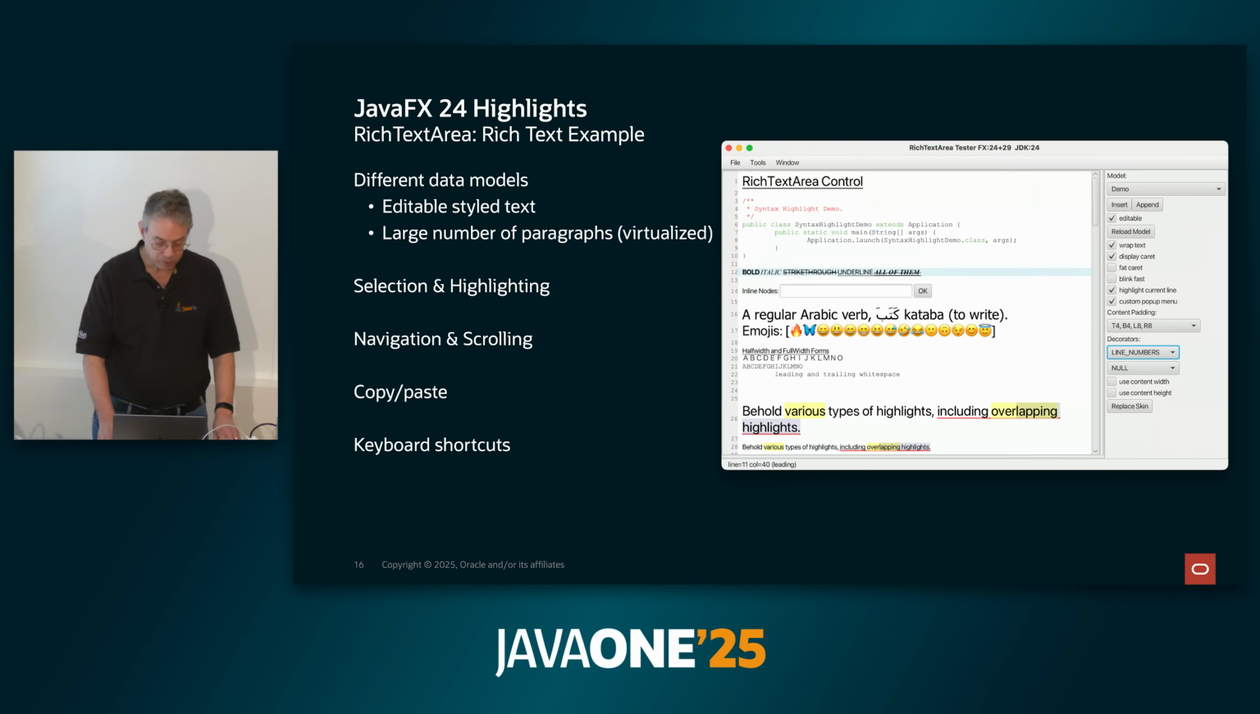Some of the things we support in RichTextArea: we support multiple data models. TextArea just has a single data model, which is a plain text string stored as a single string in the control. What we do instead is we've separated out the data, which is in the model, from the control, which provides the view. The model holds the data, and we provide multiple different kinds of those. For example, one obvious model is an in-memory editable rich text model.